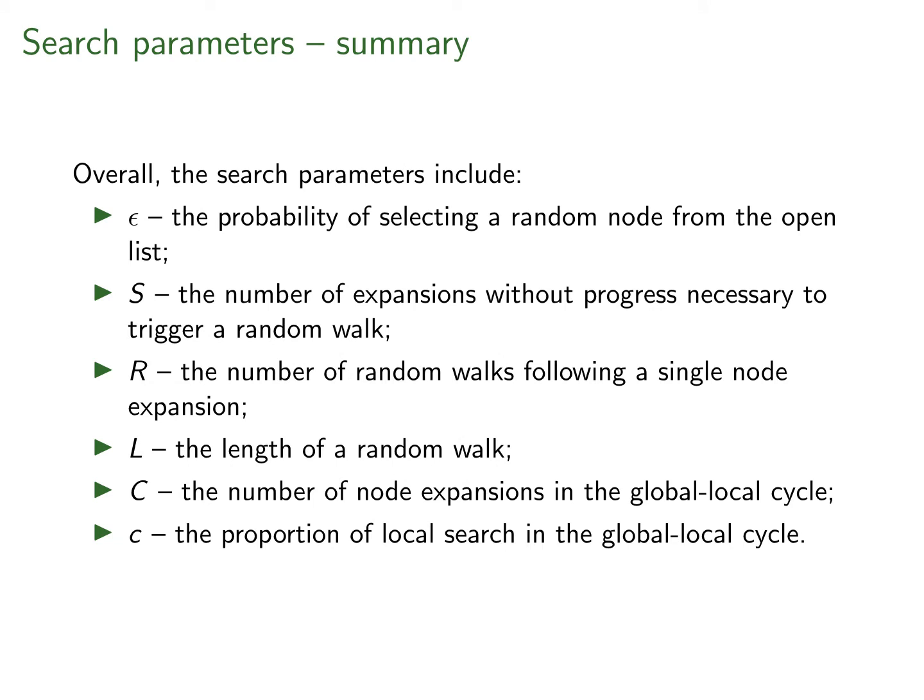Overall, the parametrized search routine comes with the following parameters. There is the epsilon for epsilon greedy search. There's the condition for triggering random walks, the number of node expansions without progress. There's the number of random walks following a single node expansion, the length of each of the walks, and also the total number of expansions performed within a single application of the routine, and the proportion of local expansions within that total number.